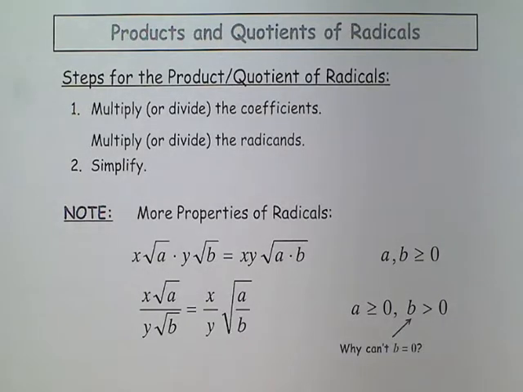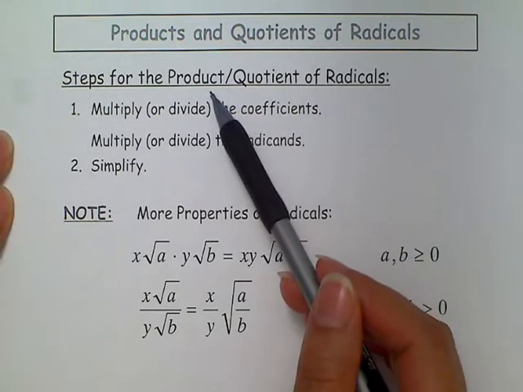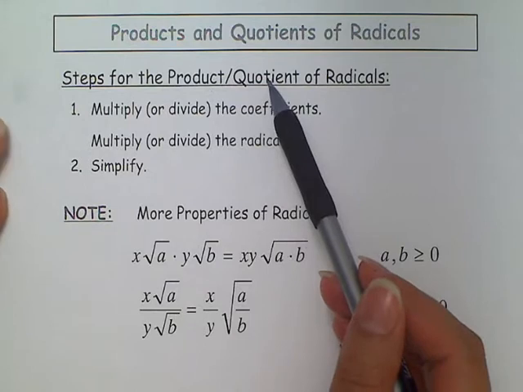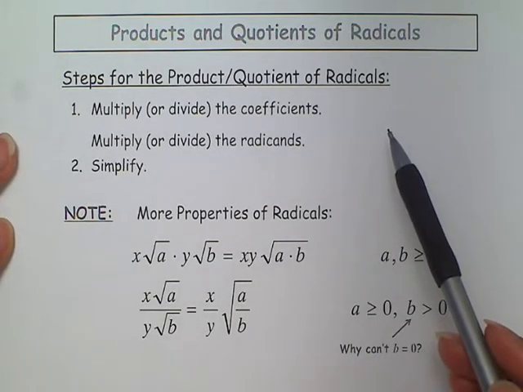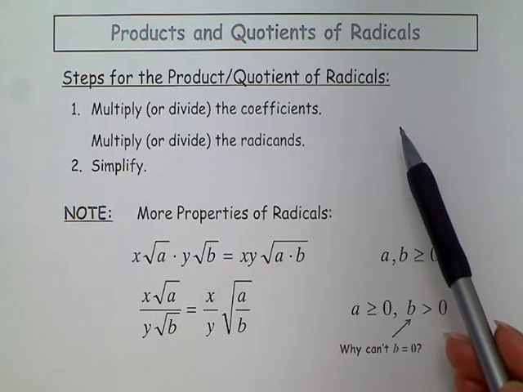Okay, products and quotients of radicals. So we're going to look at the steps for the product and quotient of radicals. Product just means you are multiplying. Quotient just means you are dividing. So to multiply or divide radicals, what you're going to do is multiply or divide the coefficients and then multiply or divide the radicands.